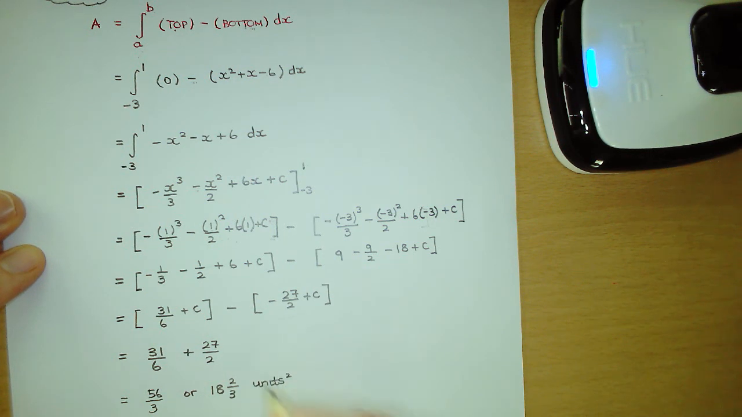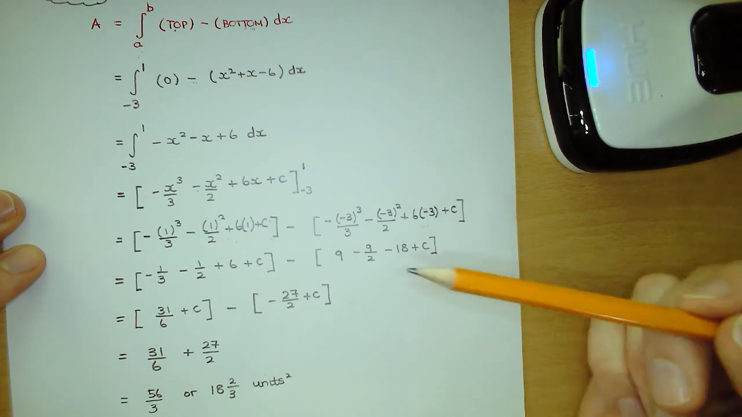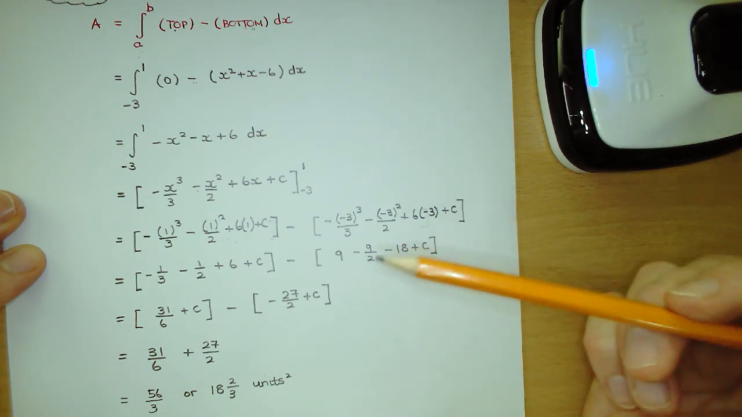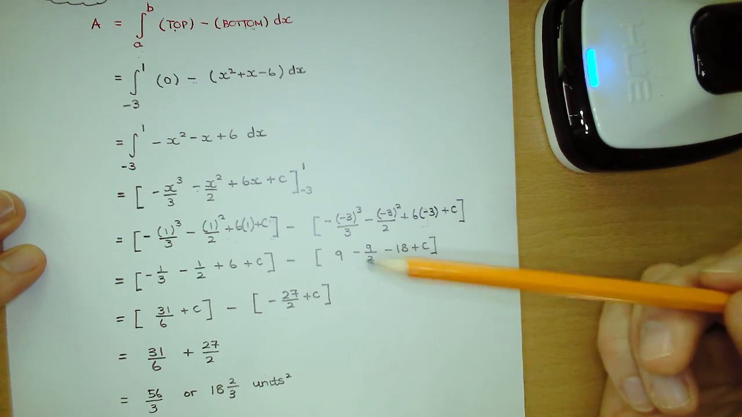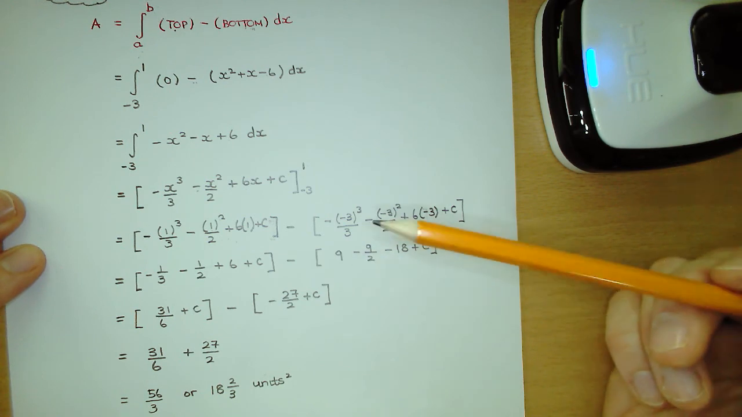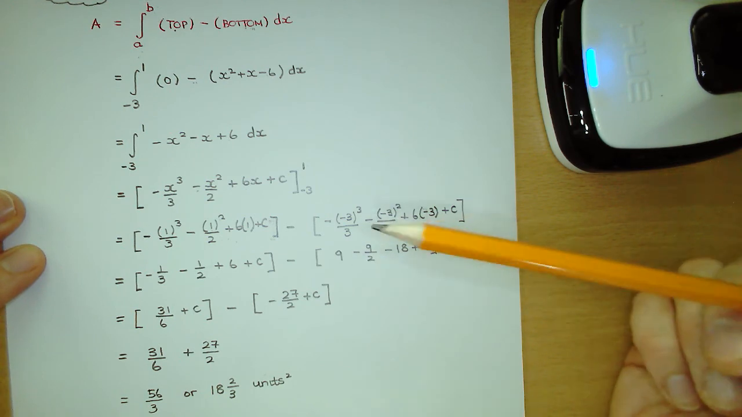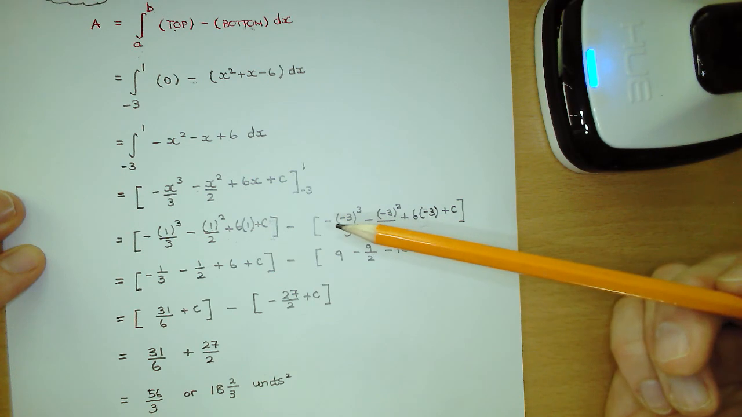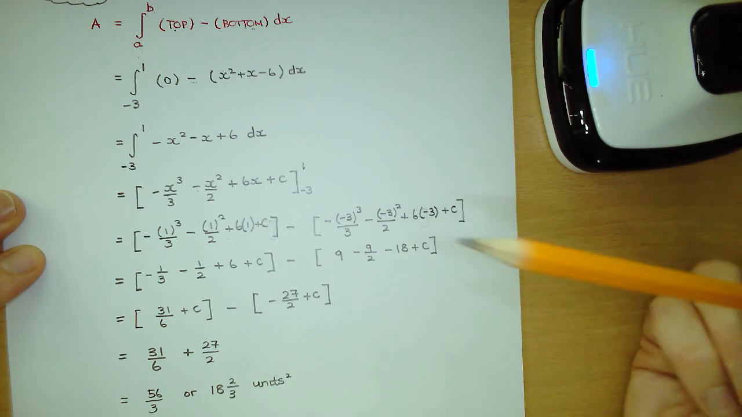And that is how you find an area enclosed by two curves. And remember, it doesn't have to be two curves. It could be a horizontal line and a curve. It could be a diagonal line and a curve. It could also be just two curves.